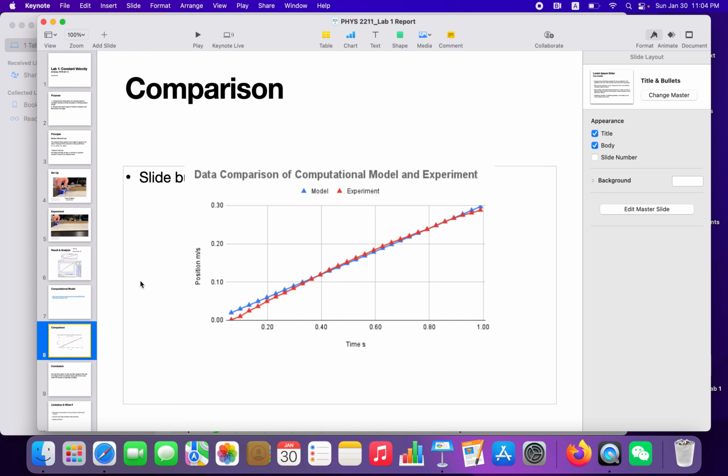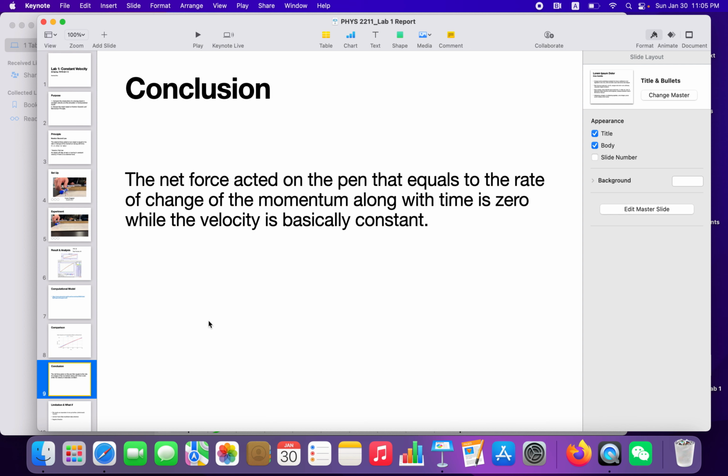We compared these two sets of data, and we found that they are pretty close, and the experiment data set really matches the perfect model data set. So we conclude that the net force acting on the pen is equal to the rate of change of momentum with time. It's zero, and the velocity is basically constant.